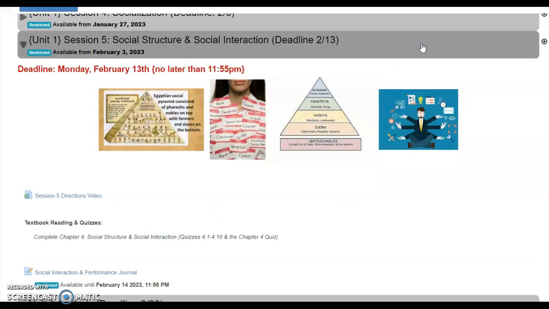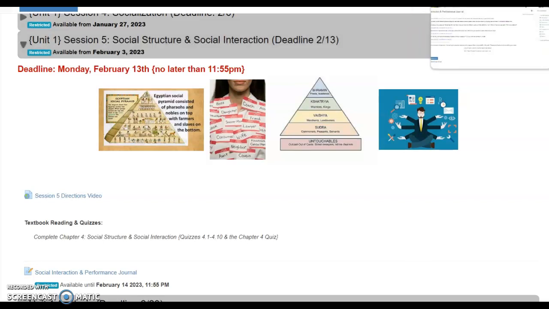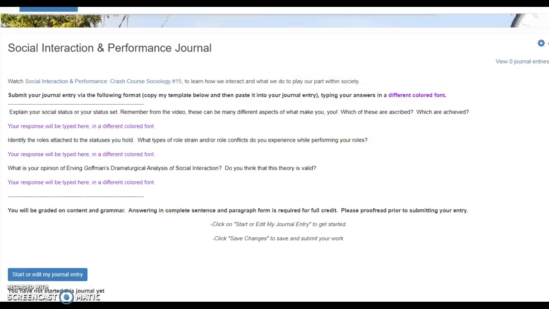Okay, so you're reading chapter 4, you're completing quizzes 4.1 through 4.10 as you are reading, and then once you get to the end, you are completing that chapter 4 quiz at the completion of the Pearson Revel activities this week. Once you have completed all of that, you are going to work on the social interaction and performance journal. So we're going to watch another crash course in sociology video. Hopefully by now you know Nicole Sweeney and you're accustomed to what she has to say.